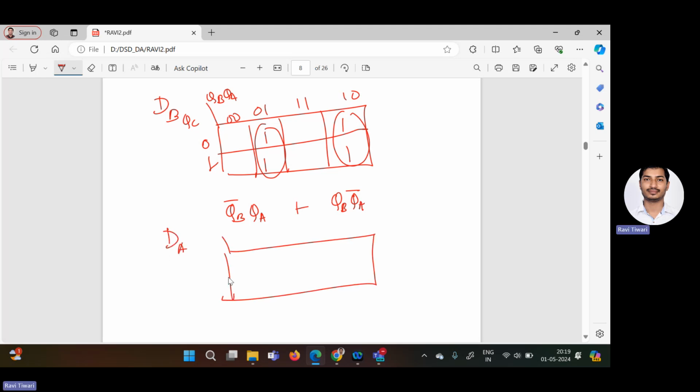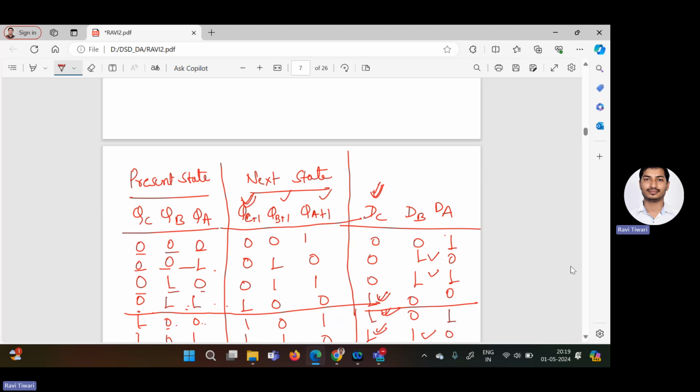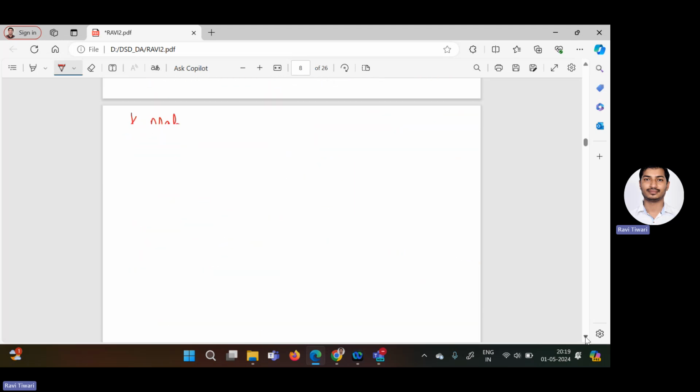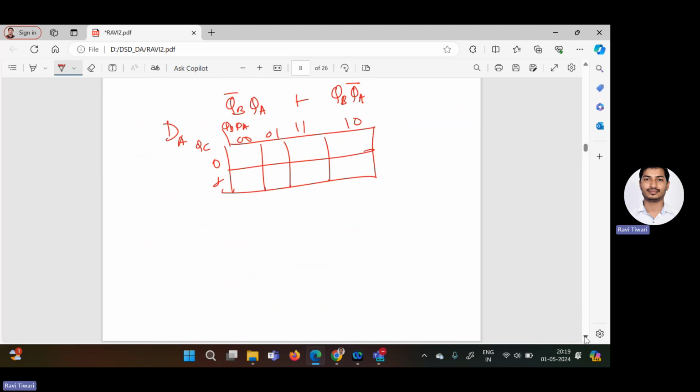It's also a 3 variable K-map like this. Here I'm taking 0 1, this is QC, this is QB QA, this is 0 0 0 1 1 1 1 0, because it's also following the gray code. And now we have to fill this K-map wherever DA is 1. So now DA is 1 for this combination: 0 0 0, then 0 1 0, then this is 1 0 0, and this is 1 1 0. Now you see in the K-map how we can fill it. So this is 1, this is 1, this is 1, and this is 1.